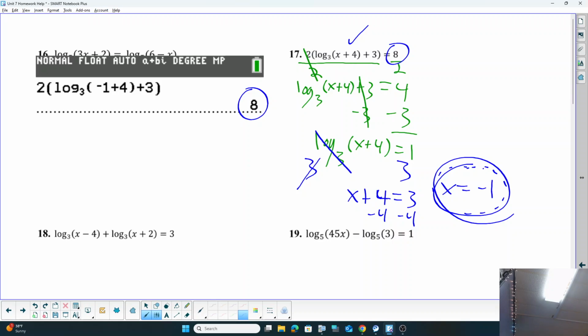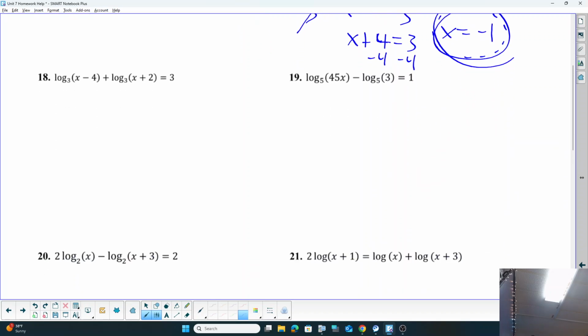Keep on rocking. Keep on rolling. Number 19. Uh-oh, here it goes. Do you know how to condense? Do you know how to condense? You got to condense your logs before you can do this. So make sure that you condense first. Condense first. Condense first.